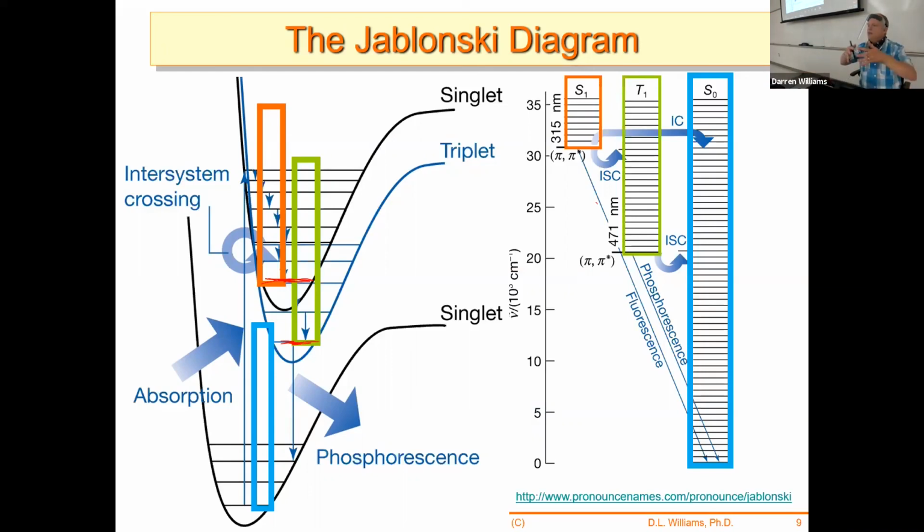So we're getting rid of the internuclear distance. We're just drawing these boxes next to each other. And the order really doesn't matter. We could put S0 on the left and S1 on the right and T1 on the right of that, okay? So that's the Jablonski diagram. It's just a simplification of these potential energy surfaces. And we have no geometric information in it at all. It's just an energy level diagram.